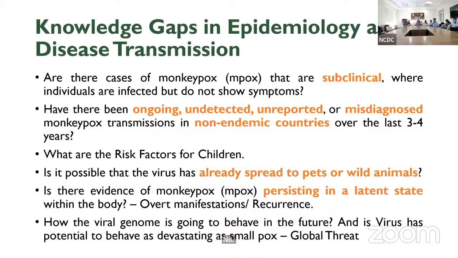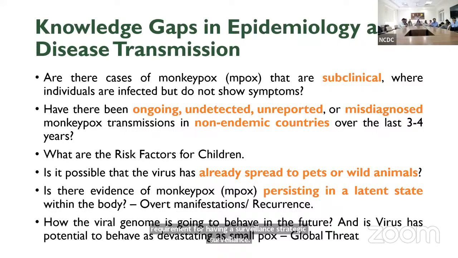Again, there is a big question why this current outbreak is more evident in the children. What are the risk factors other than having close contact within the family members? Is it possible that the virus has already spread to pets or wild animals in the countries where there has been no reported case? Is there any kind of sylvatic cycle going on across the countries? That is a big question, giving a requirement for strategic surveillance in pets or wild animal species.